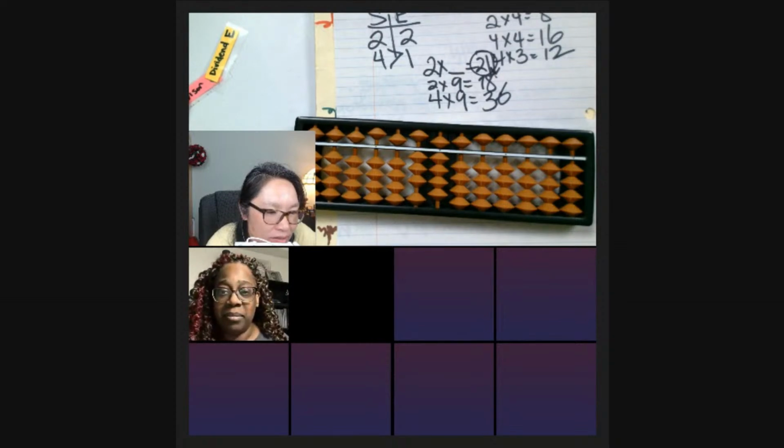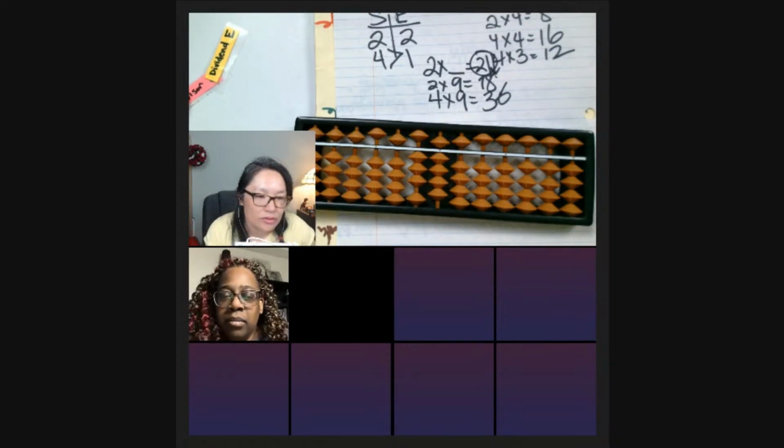How does the abacus compare to the calculator? Luca, you do it in your head. The calculator, you do it on a machine and it does it for you. So your head's your calculator.